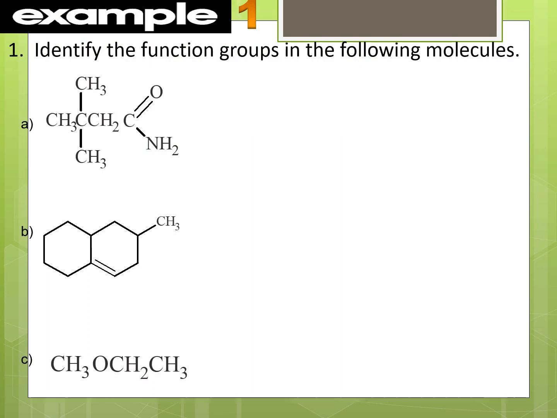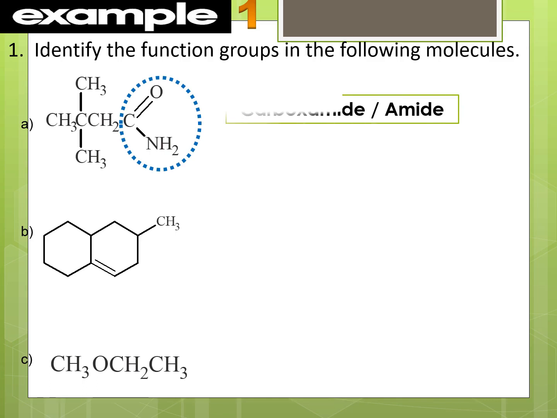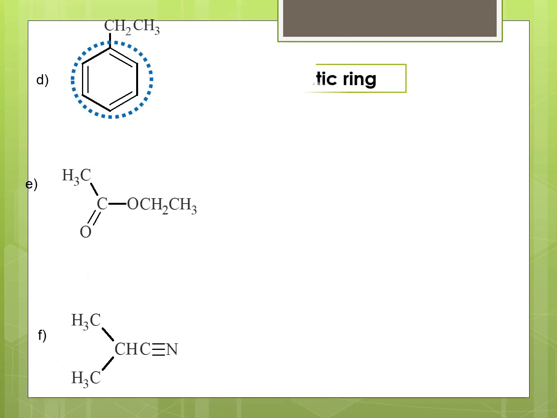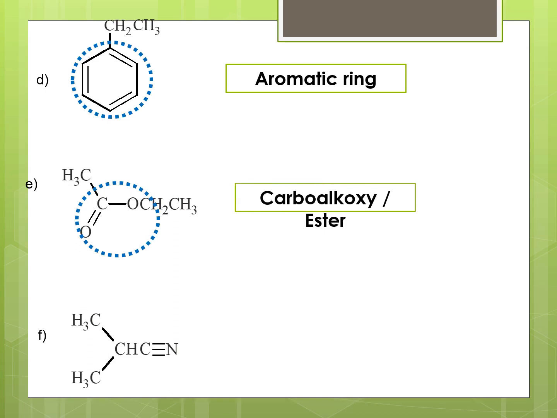Example 1. For number 1, identify the functional group in the following molecules. A: the functional group is C double bond O, NH2, that is a carboxamide or amide. For molecule B, the functional group is a carbon-carbon double bond. C, we have C-O-C, the name of the functional group is alkoxy. D, aromatic ring, with double bonds alternating. E, we have C double bond O, O, the name of the functional group is carboalkoxy or ester. F, C triple bond N, so the name of the functional group is cyano.